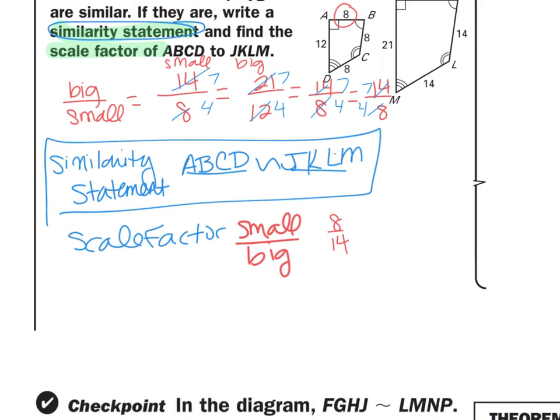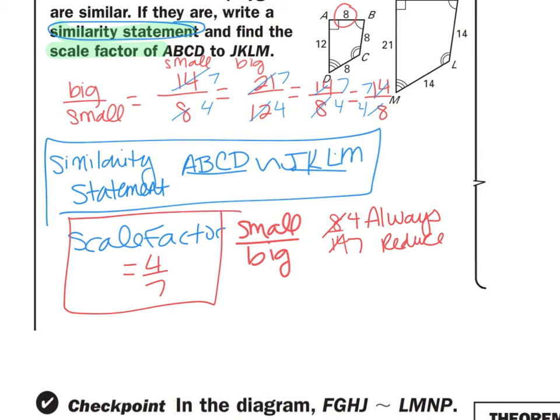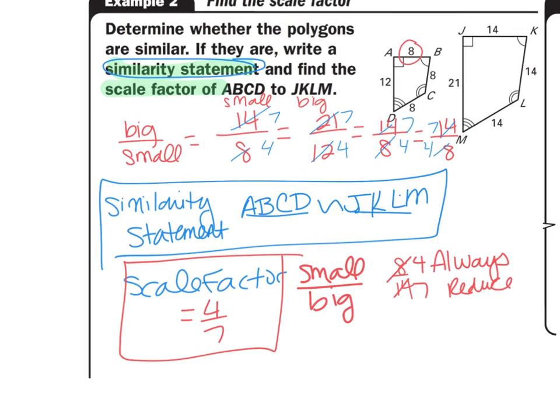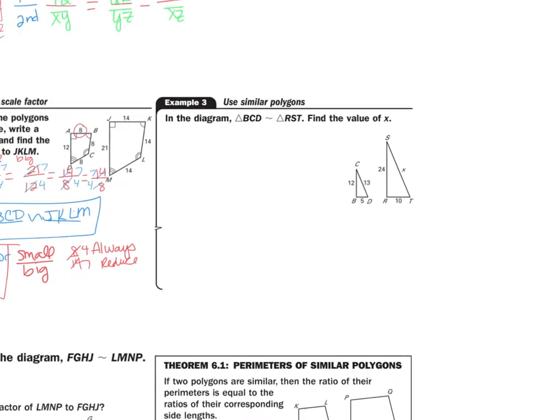And then they want, on the scale factor, you always have to reduce. So always reduce if you can. If you can't, then you can't, but always reduce if you can. So your scale factor is going to equal, we already said, 4/7. So this is your scale factor is 4/7. Could you have said 7/4 like we did up here? The answer is no, because they asked it for small to big. This here, right here, tells you which number to put on top or bottom. So you got to pay attention to that. The order does matter.